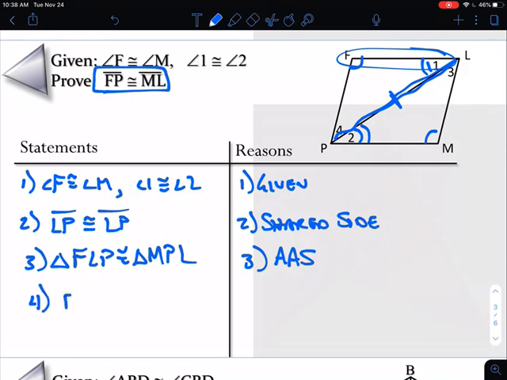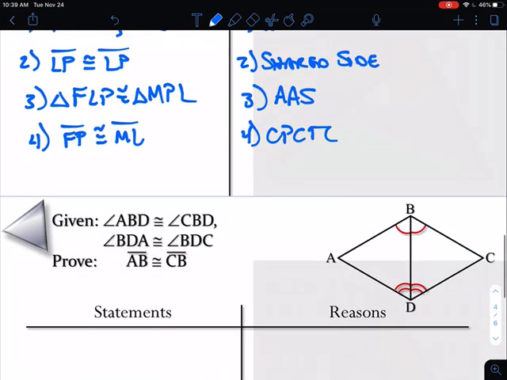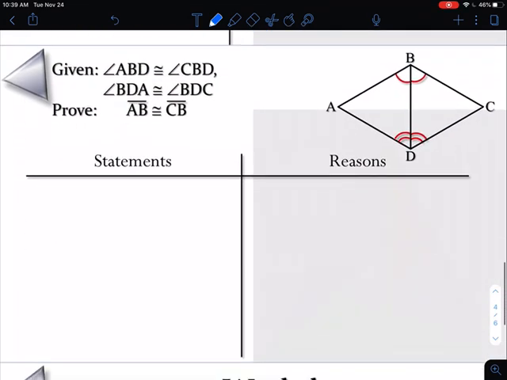Once the triangles are congruent though, I can go ahead and say the parts are congruent. So FP is congruent to ML, and the reason would be CPCTC. Okay, and that's all it is to the proofs. We're proving the triangle is congruent, and then the parts are congruent by CPCTC.